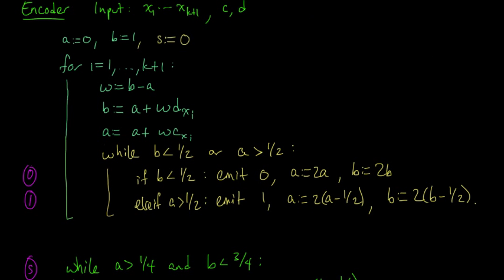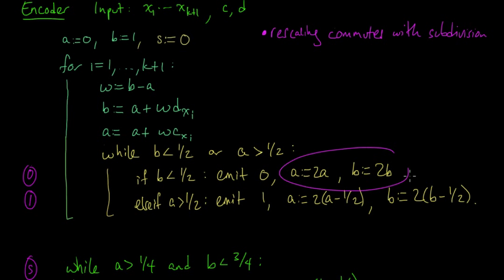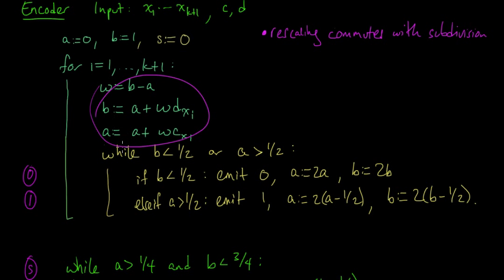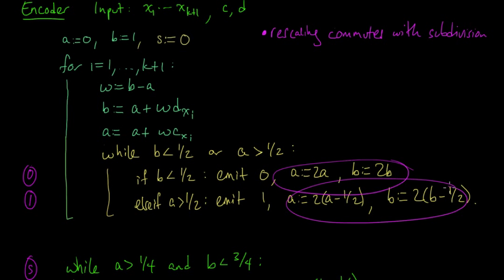Okay, so let me write down those two things that I just said to justify this. The first point is that rescaling commutes. That's how mathematicians say things. Commutes with subdivision. And by that, I mean, if you rescale in one of these ways, and then subdivide and choose a new A and B, choose a sub A and B, that's the same as subdividing and then rescaling in one of these two ways.